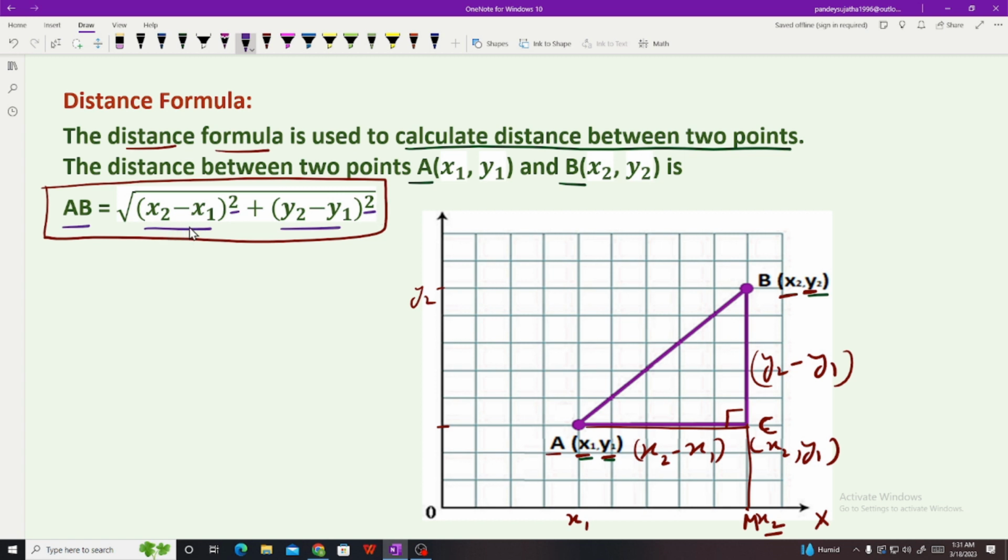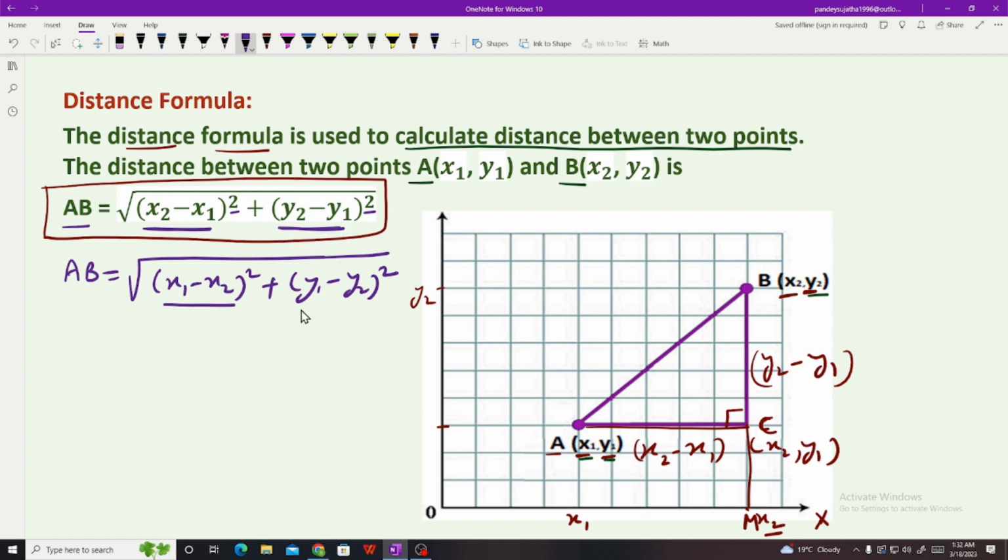Here the order doesn't matter. We can write this as AB is equal to root of x1 minus x2 whole square plus y1 minus y2 whole square. So the order doesn't matter, where you can write it as x2 minus x1 whole square or x1 minus x2 whole square, and y2 minus y1 whole square or y1 minus y2 whole square. Both are the same.